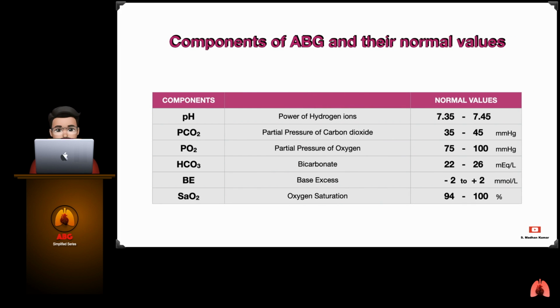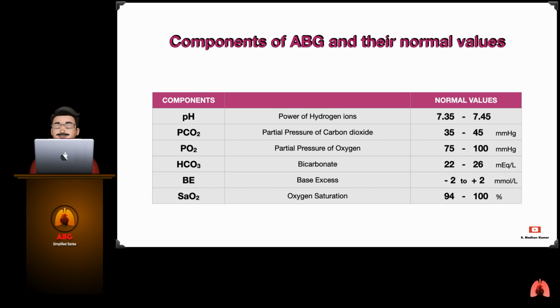Now let us see about the components of arterial blood gases and their normal values. Arterial blood pH indicates the amount of hydrogen ions in the blood. The normal range is 7.35 to 7.45. PCO2 is the partial pressure of carbon dioxide dissolved in the blood. The normal range for PCO2 is 35 to 45.